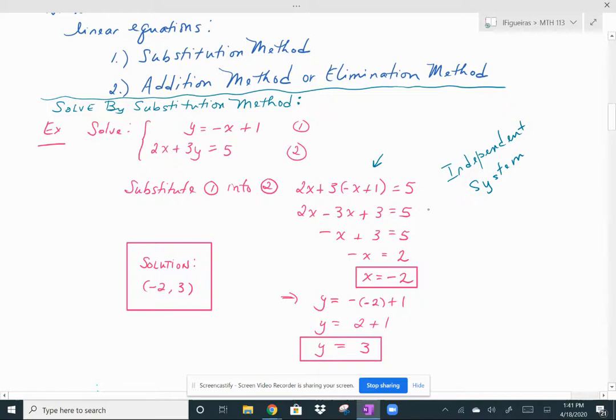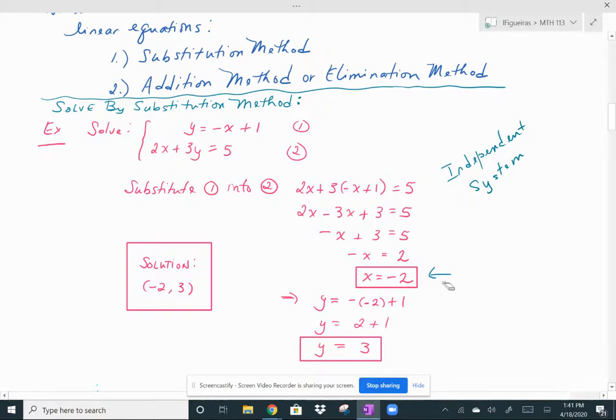So you distribute in this line, combine like terms in the third line, and then you want to subtract 3 from both sides, which gives you the fourth line, negative x equals 2. And then when you solve for x, multiply both sides by negative 1, you get that x is negative 2. When you're solving a system, you should have both an x and a y value.